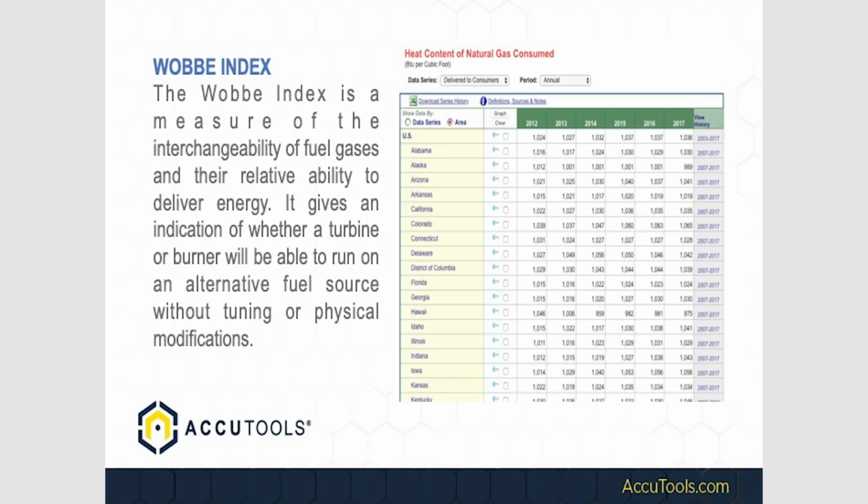Set your appliance up for the average heat content, because that 50% excess air is designed to make sure we always have enough air if the heat content of the gas increases. Right? As the heat content of the gas goes up, we need more oxygen. That excess air is making sure that we don't make carbon monoxide, and we want to make sure we get that input correct on there.